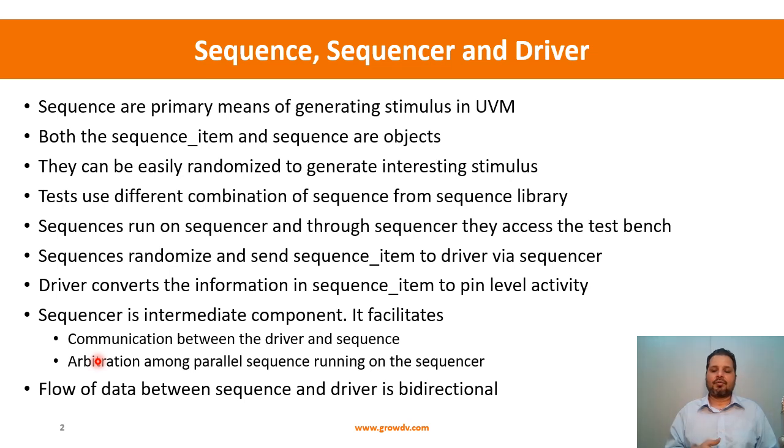The sequencer is a component, by the way. It arbitrates and selects the sequence item from different sequences, and then passes it on to the driver. So the communication protocol between your sequence and driver is controlled through the sequencer. And second, I can be running multiple sequences on a sequencer, and it does the arbitration before passing it on to the driver. And then the flow of data between your sequence and driver is bidirectional, and that is facilitated by the sequencer. We will look at how all of these things work in much more detail in the next few slides.